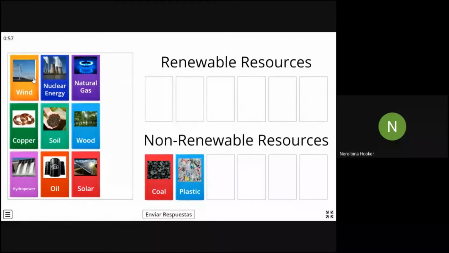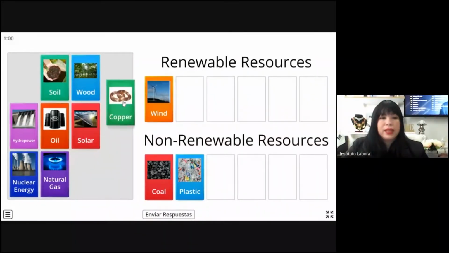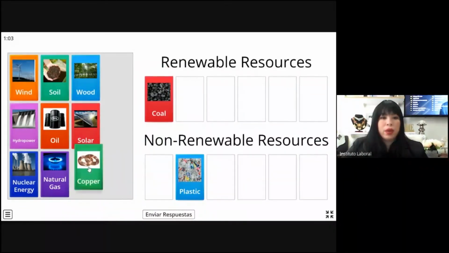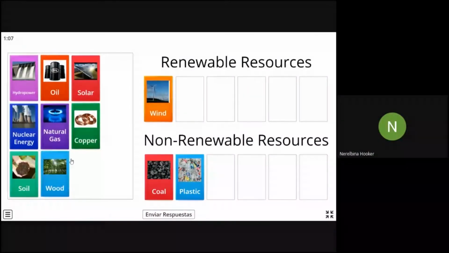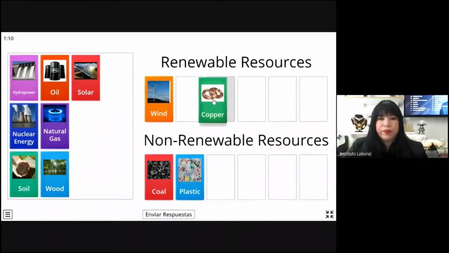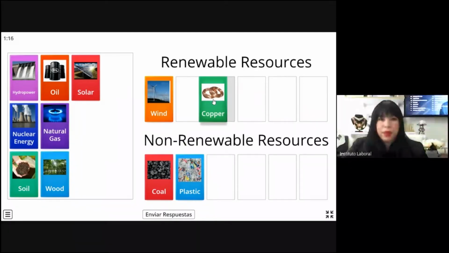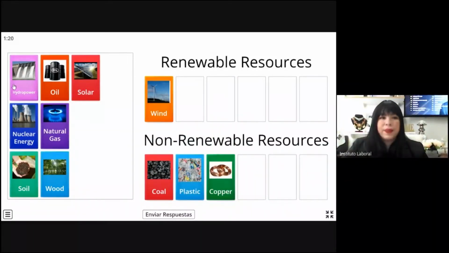Renewable. Yes, renewable. Copper. This is a metal. Is copper renewable or non-renewable? Do you think copper is renewable? Are you sure? Renewable or non-renewable resource? Not renewable. Okay, let's see.